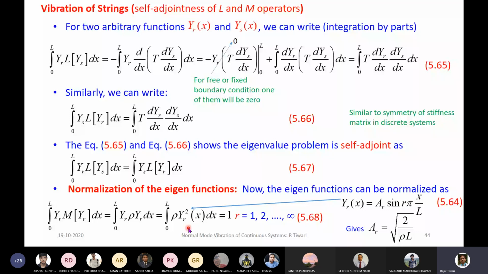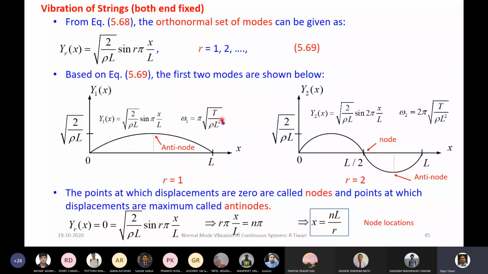If we do that, now we will substitute Y_r, for which we have this expression. If we substitute this here and integrate it, we'll get the A_r expression. So this is the amplitude of the eigenfunction after normalizing with respect to mass. So an orthonormal set of modes can be expressed, because this has been normalized with respect to mass. So the amplitude has been replaced by root 2 over rho L.